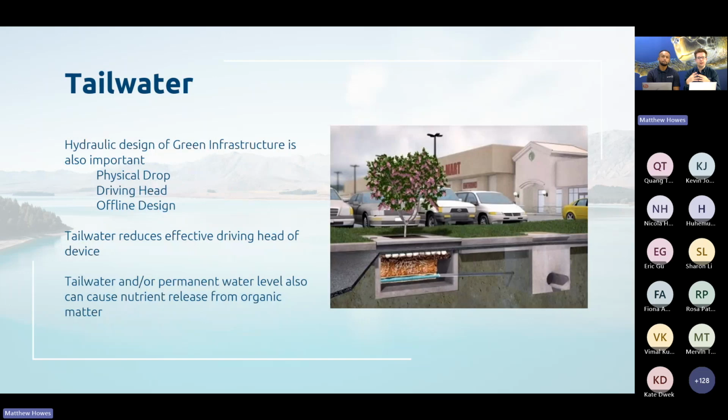And if there's tailwater that's sitting within the base of the green infrastructure device that hasn't been designed for, that means we're also reducing that effective driving head. Of course, bearing in mind that some rain gardens and green infrastructure devices are designed with a saturated zone for different types of nutrient removal, but that needs to be taken into consideration when you're doing the design.